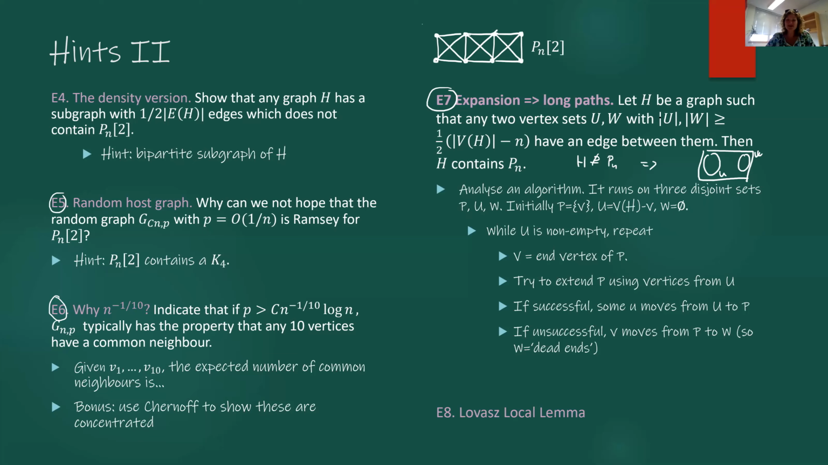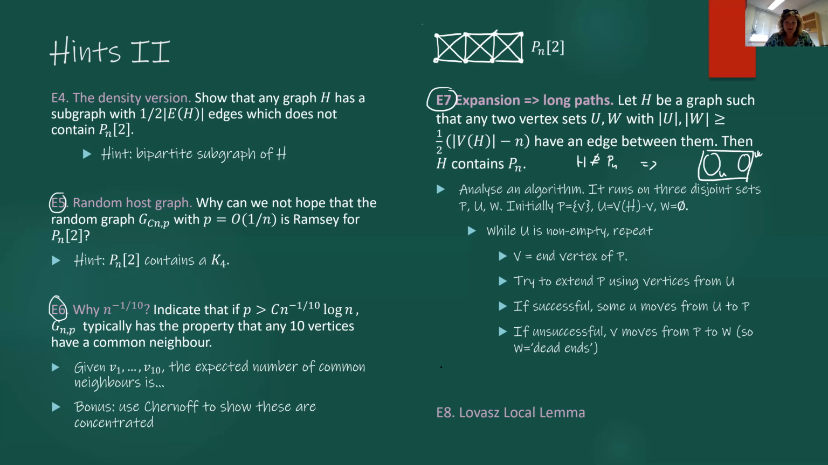Okay, so that's, again, some certain weak property implies that you already contain a Pn. And how do we prove that? Well, the solution says we start with this algorithm. So we run this algorithm. So we want to build a long path.